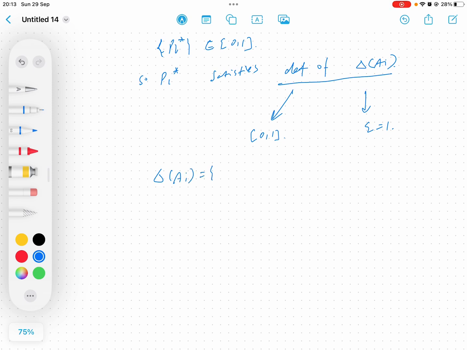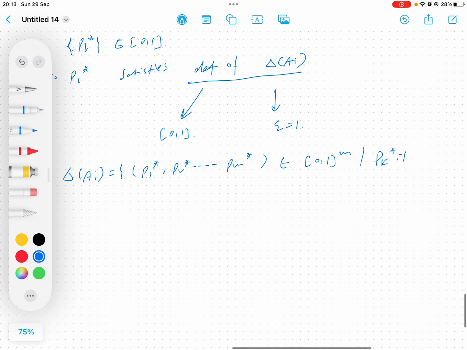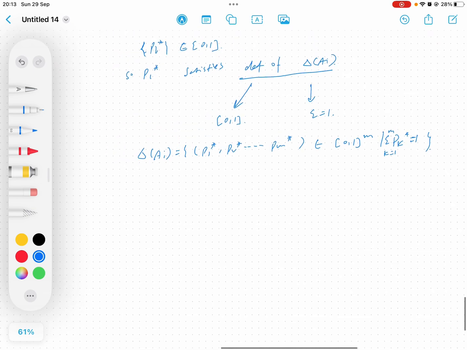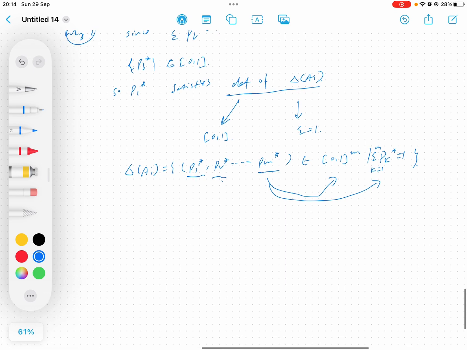So an element of delta A_i is something like p1 star, p2 star, up to pm star, where each pk star is in [0, 1] and the summation is 1, right? No matter what notation we use, whether star or no star or something else, as long as those things satisfy those requirements, we can say that they are in the set delta A_i, because it satisfies this requirement.